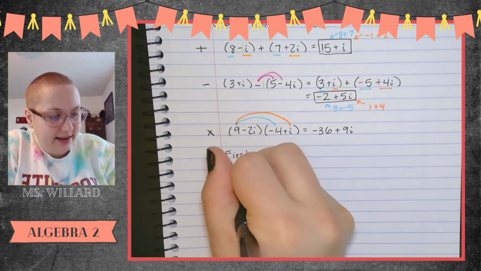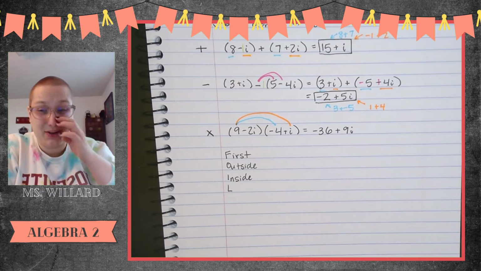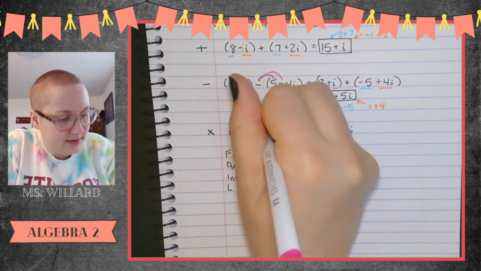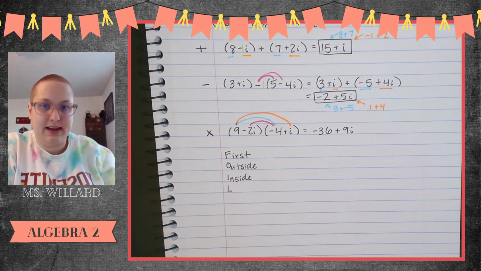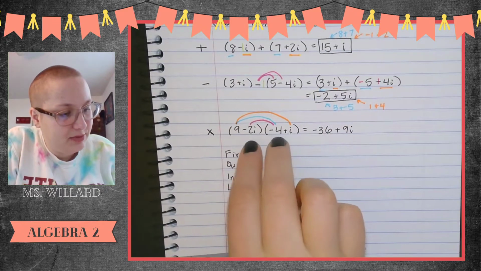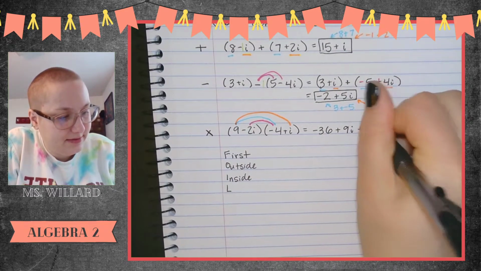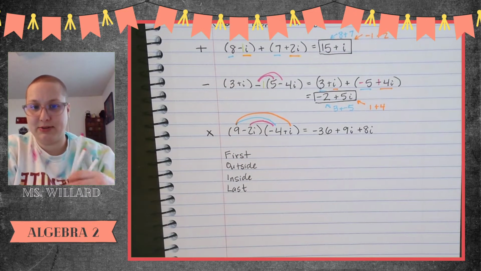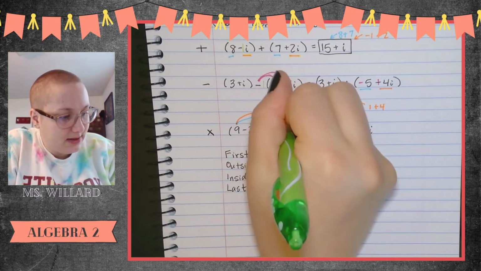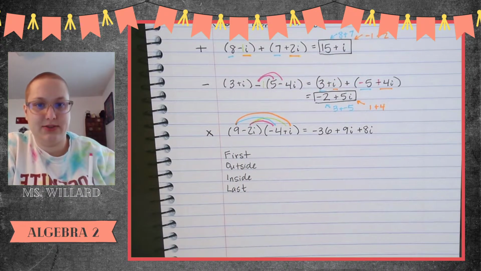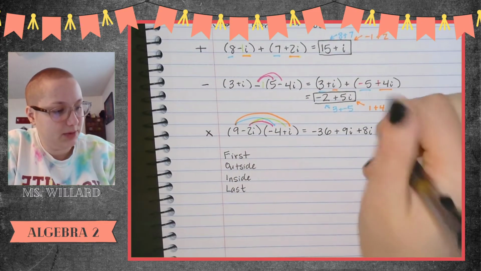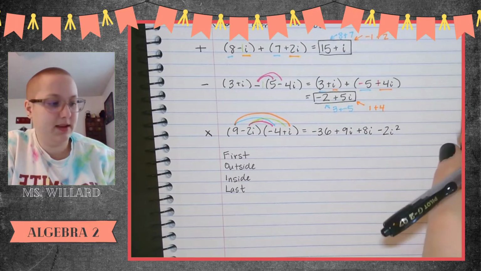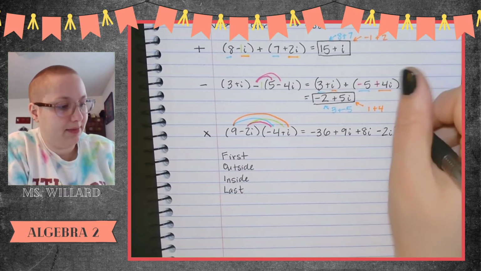I stands for inside. Also, your teacher might have called it outer and inner. It's the same. I don't care. So the inside two are the negative 2i and the negative 4i, which makes a positive 8i. And then L stands for last. And I am running out of colors, but I'll just use this random green one. So the last two is negative 2i times i, which is negative 2i squared.